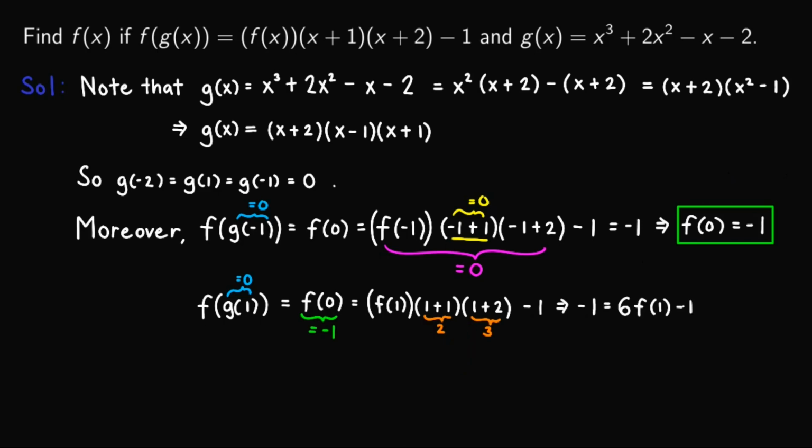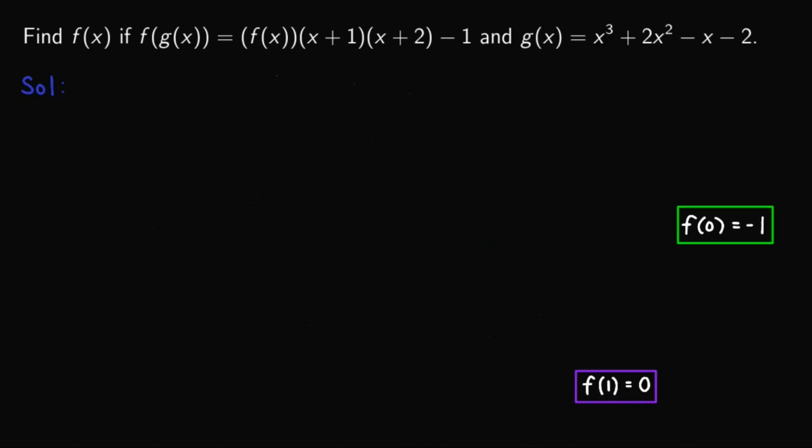And so we'll have negative 1 is equal to 6 times f of 1 minus 1. And then adding 1 to both sides will cancel out the negative 1. And so we'll be left with 6 times f of 1 equals 0. Divide 6 both sides and we get f of 1 equals 0. So take note of this one as well. So far, our important results are f of 0 equals negative 1 and f of 1 equals 0. So let's clear out some space and move this up.